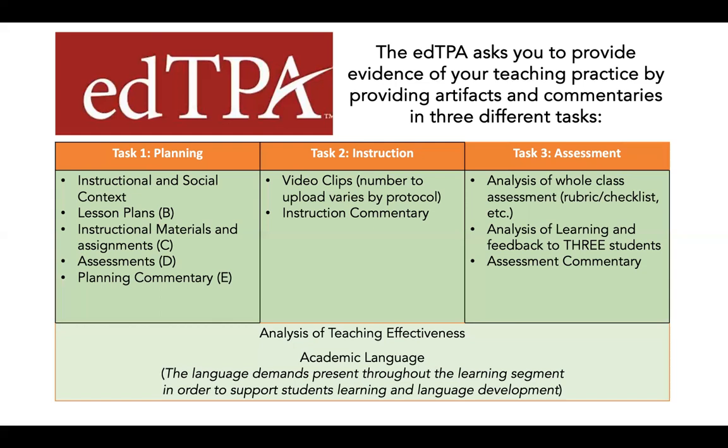Task two deals with instruction. This is where you will teach and video your lessons, as well as reflect on your instructional practices within the instruction commentary. And lastly, task three is the assessment. This is an analysis of your whole class performance. Generally, it includes a rubric or a checklist or a manner in which you will assess student learning. And you will emphasize three focus students. And remember, one of those must be identified on the chart in your context for learning. We'll talk about that in just a moment.